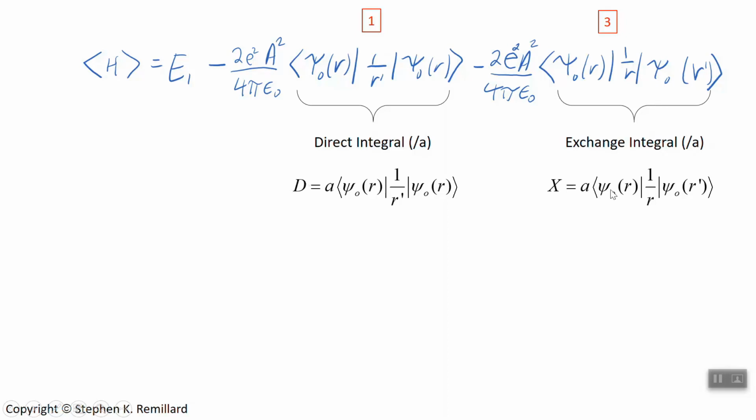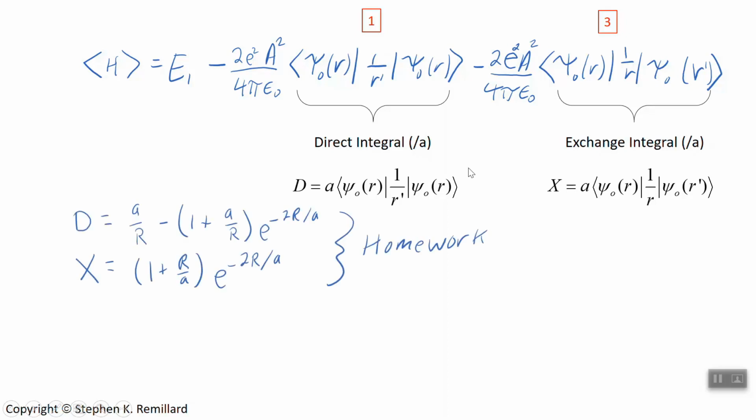Nickname them big D and big X, and actually by convention a factor of the Bohr radius is tossed in there. And so the direct integral is actually this thing times the Bohr radius. You can work them out. I think for homework I'm asking you to solve one of them, whichever one is maybe a little less of a headache. I'm asking you to solve it.